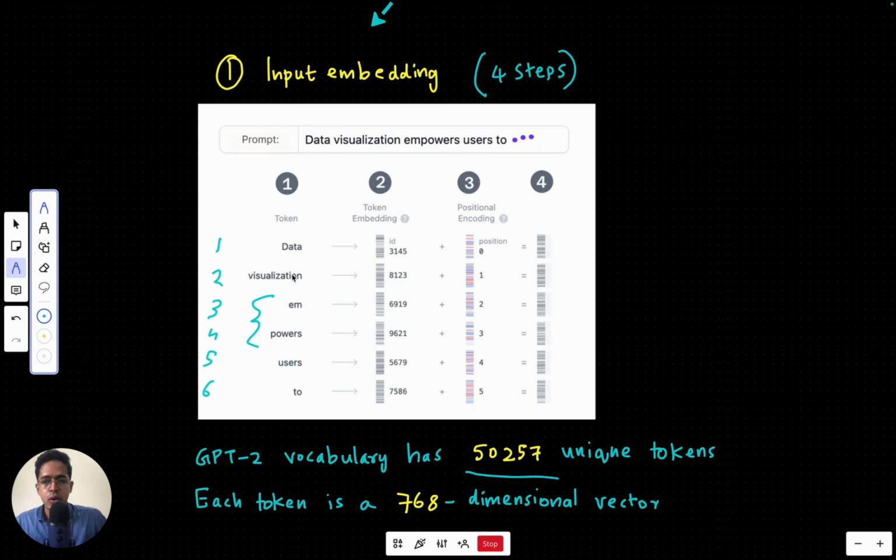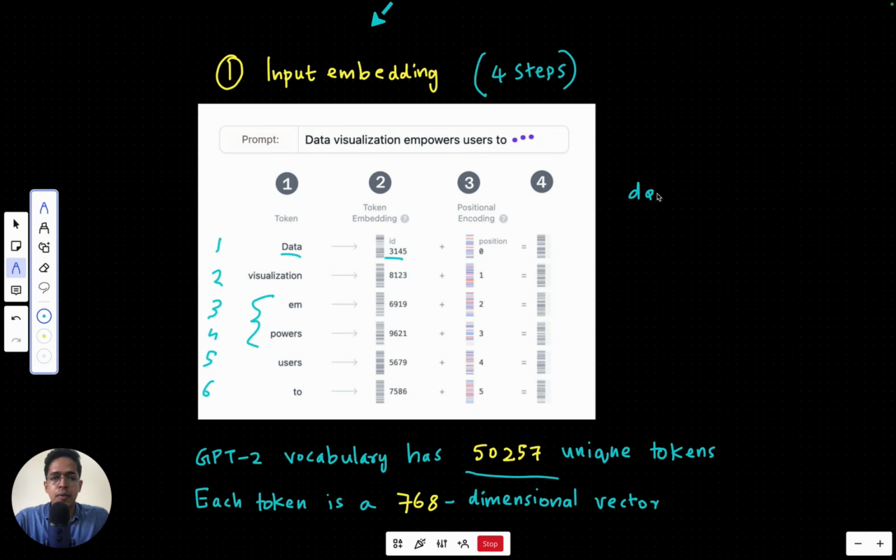So each of these are tokens, right? And each of these look unique. There are 50,257 such unique tokens in the vocabulary of GPT-2. And each of those tokens has a unique ID, which is a numerical value. So here, the token, which is in English, is converted into a corresponding token ID. And this token ID is a vector representation of this English word. And the vector has 768 dimensions. So let's say the English word is data.